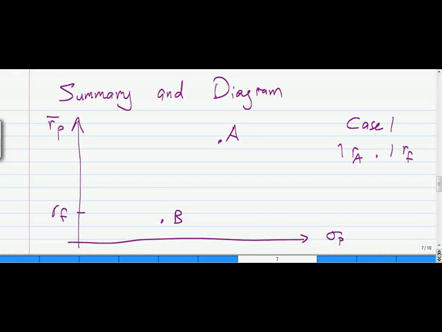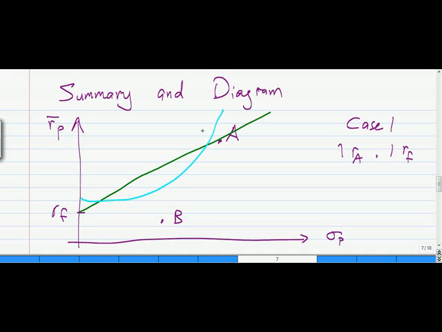So here's the summary and the diagrams for what I just did. In the first case, when there is only one risky asset and one risk-free asset, what we did is we basically construct a budget line like this, which is the connection between the risk-free asset and the only risky asset. And then we have a utility function that shapes like this.